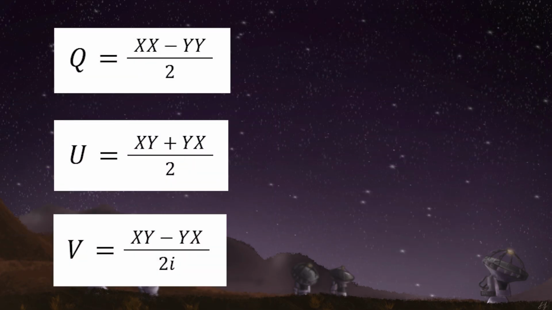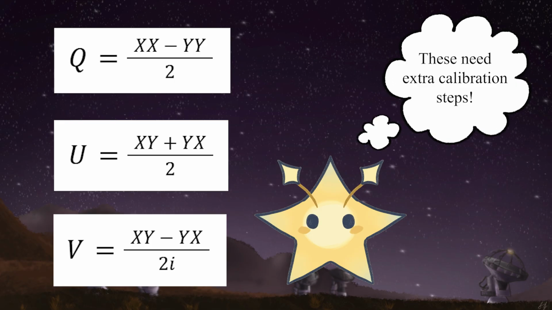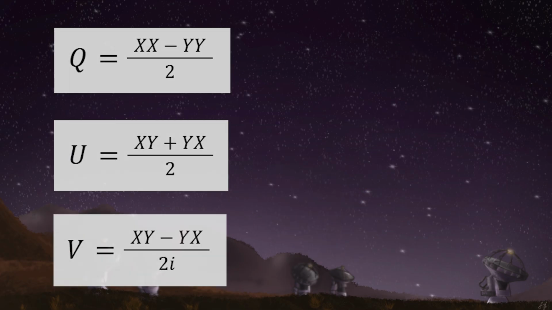For full polarization observations, however, and to derive the Stokes parameters Q, U, and V, we need the XY and YX cross correlations, plus the difference between the XX and YY correlations. This extra layer of complexity requires extra calibration steps due to instrumental and other effects. Let's take a brief look at the most important of these effects that require calibration.